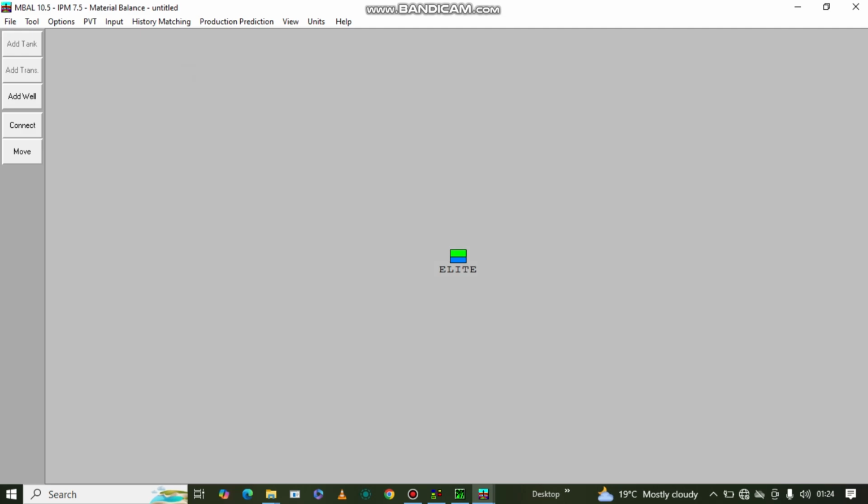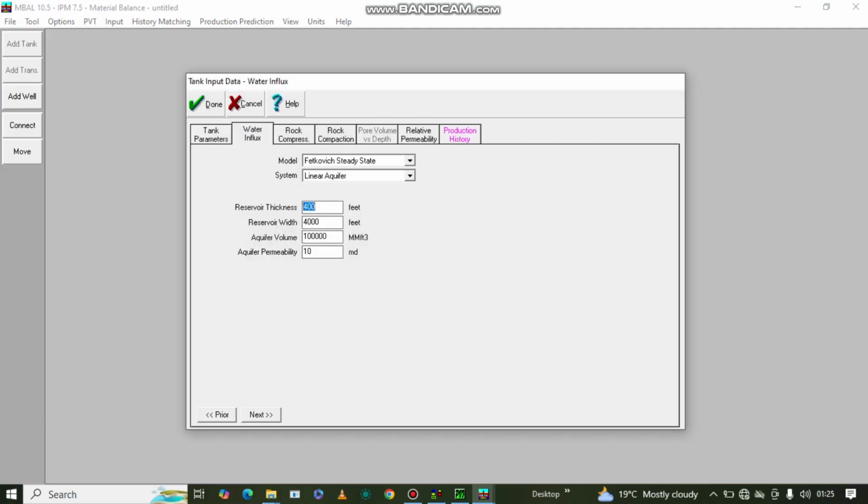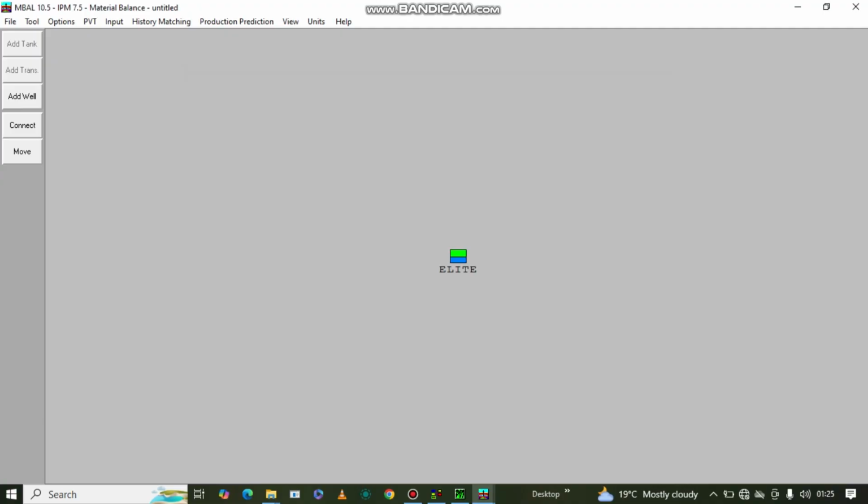So you can see that now our tank has come from tank 1, and now we have a new tank. There is a blue color and a green color. One color is showing the initial oil in place, and the other color is showing you this is for the water. So these are two tanks. This is a tank that is having both oil and water.